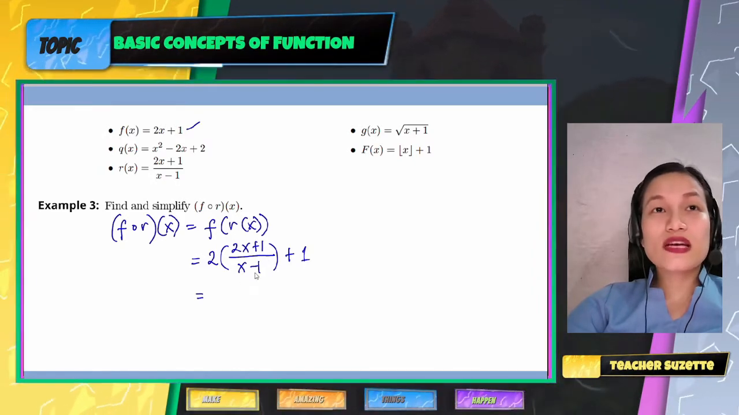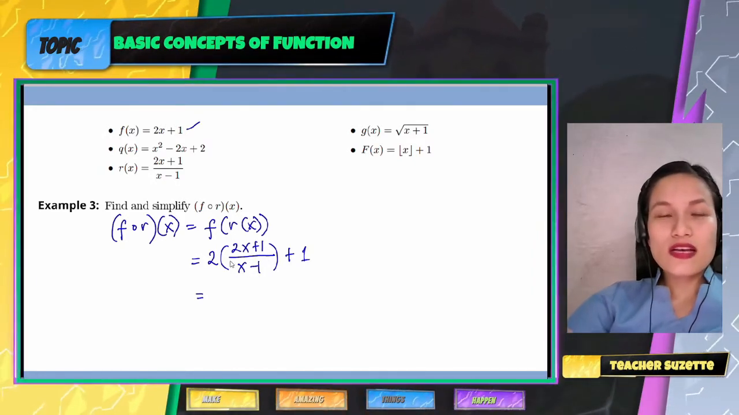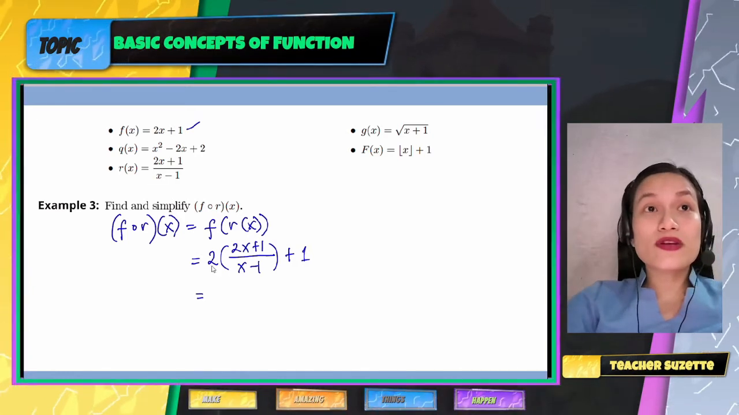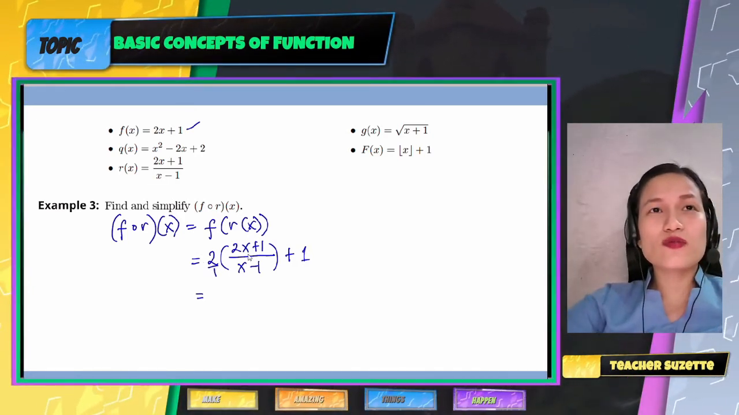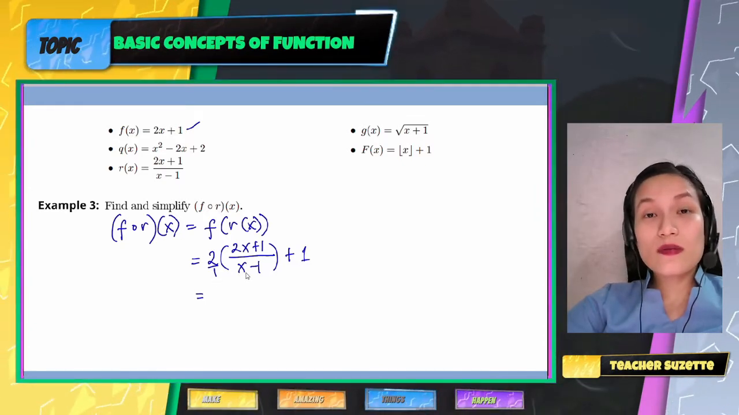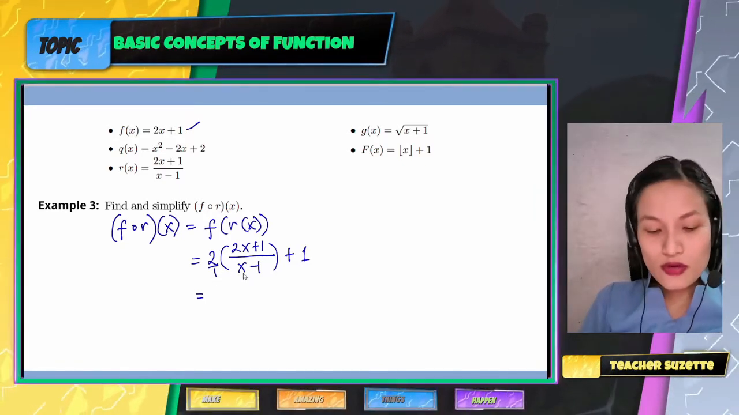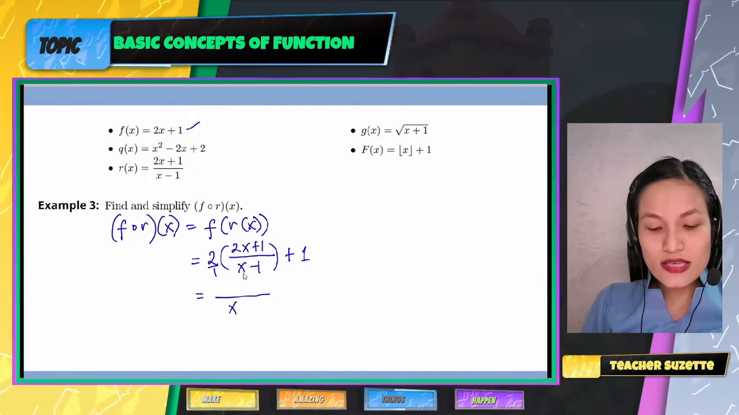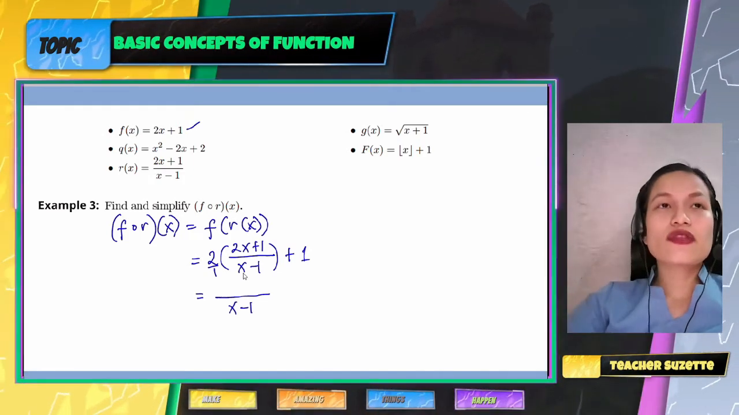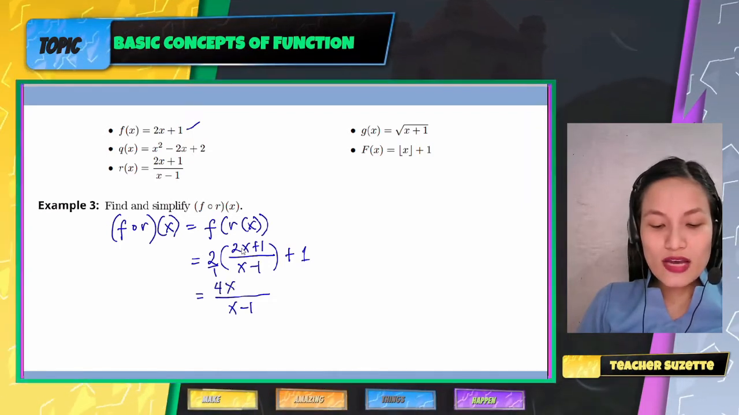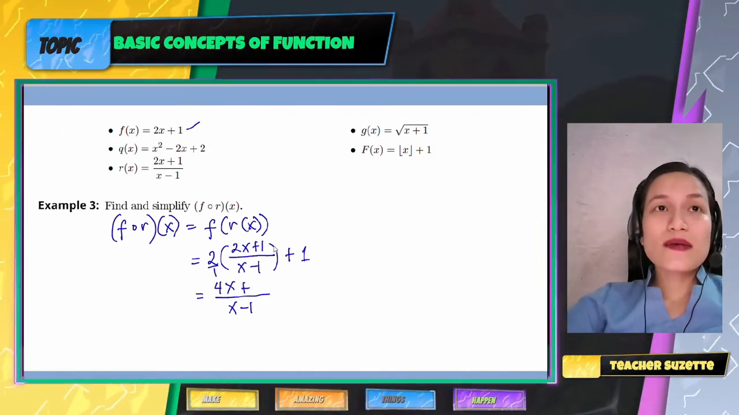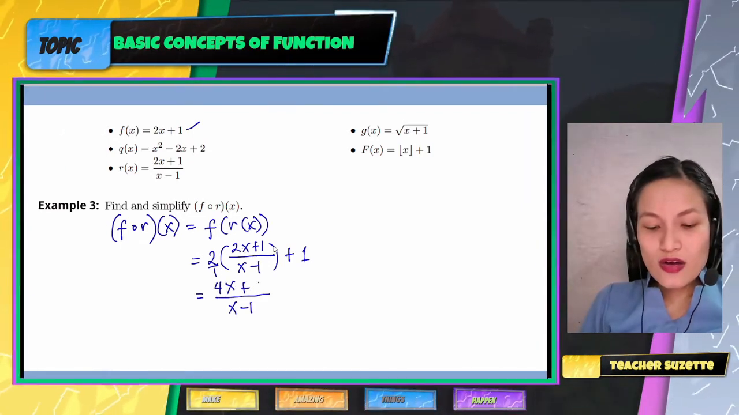Ma'am, bakit po hindi siya kasama sa denominator? Kasi nga po, alam natin na ang whole number na 2 has a denominator of 1. So, pwede mo yung i-multiply numerator to numerator and denominator to denominator. So, copy mo lang po yung iyong nasa denominator which is x minus 1. Then, multiply natin yung 2 times 2x. That would be 4x plus 2 times 1, you will have 2.